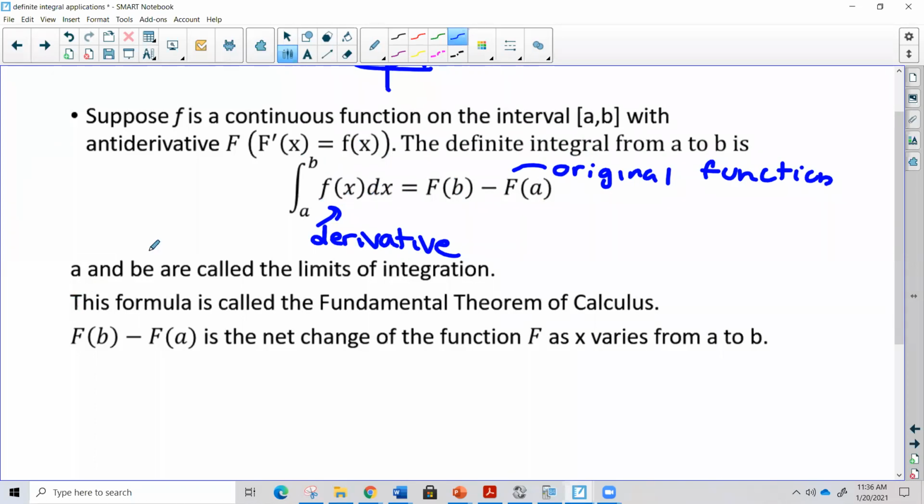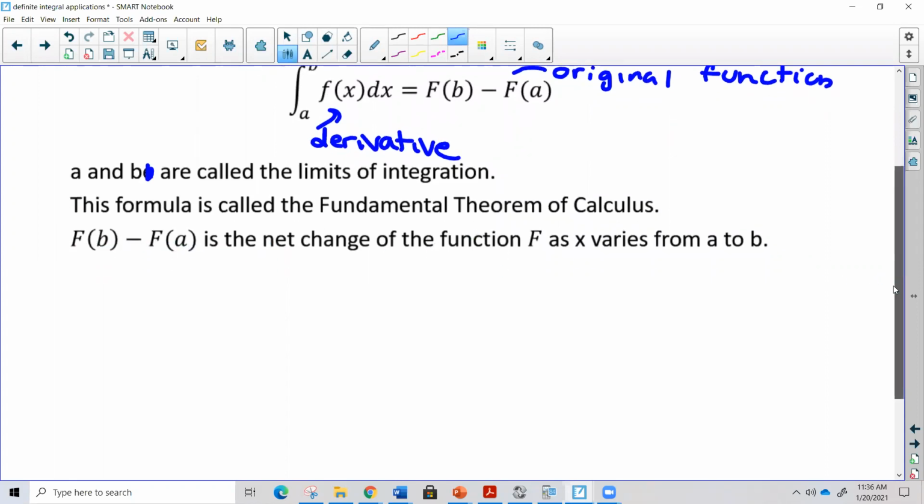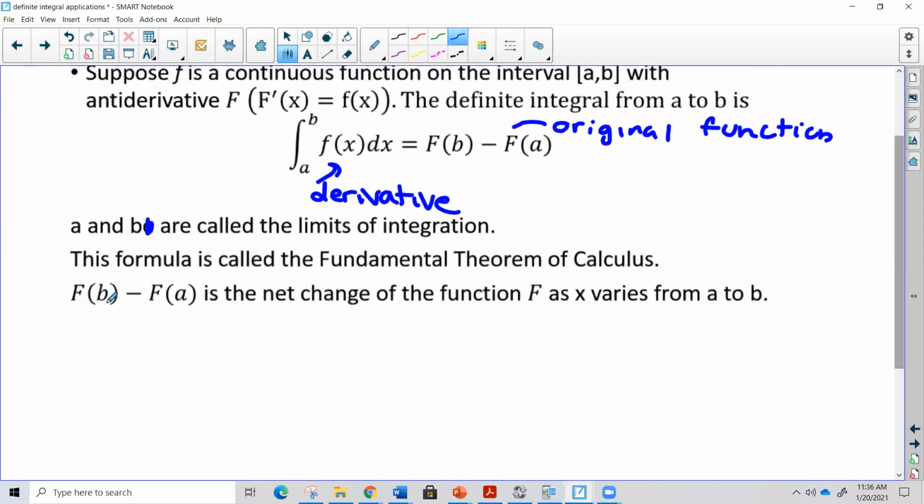A and B are called the limits of integration. And this formula is called the fundamental theorem of calculus. The difference between capital F of B and F of A is the net change of the function F as x varies from A to B. So it's really the change in y of your original function.